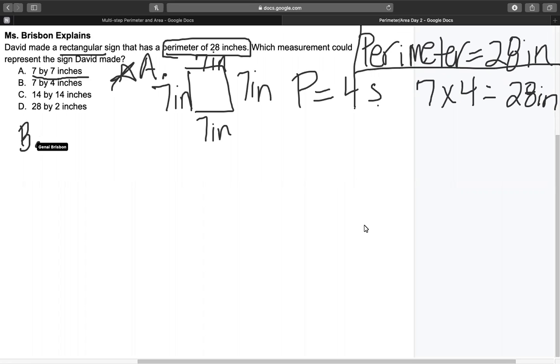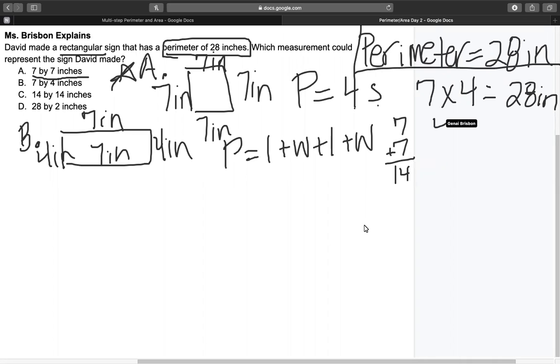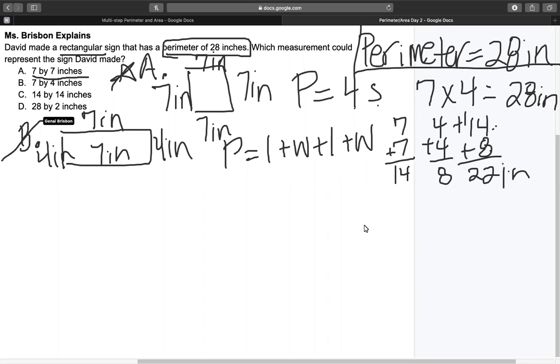For B, I have 7 by 4 inches. So I know that's a rectangle. It has 2 different dimensions. My length is 7 inches. My width is 4 inches. I know perimeter of a rectangle equals length plus width plus length plus width, and I got that from my star reference sheet. So I know I have to add 7 plus 7, which is 14, 4 plus 4, which is 8, and then I have to add those together. I have 8, 9, 10, 11, 12, carry my 1 and a 2. So the perimeter of B is 22 inches. That's not what I'm looking for. I'm looking for 28 inches.